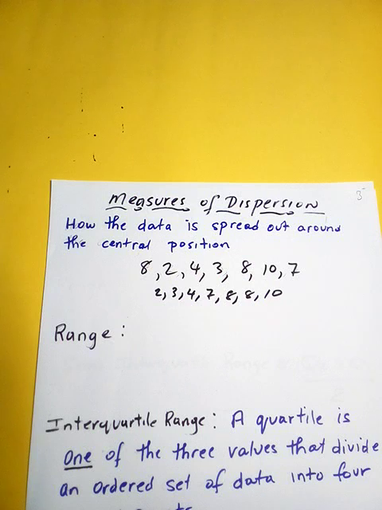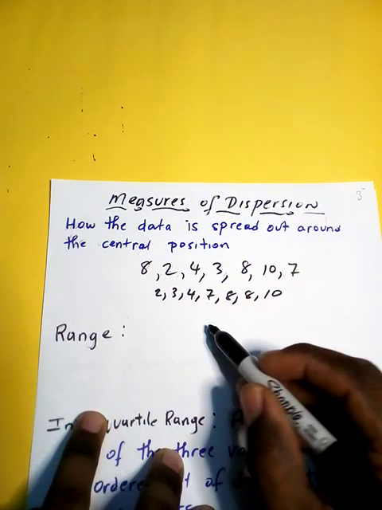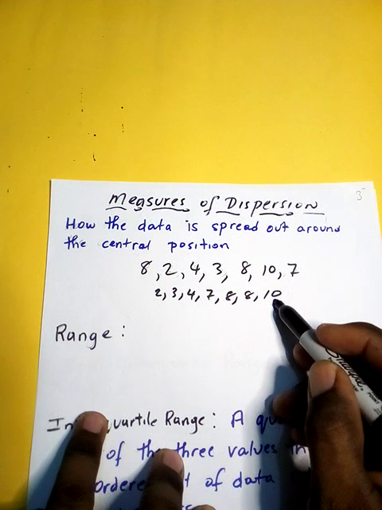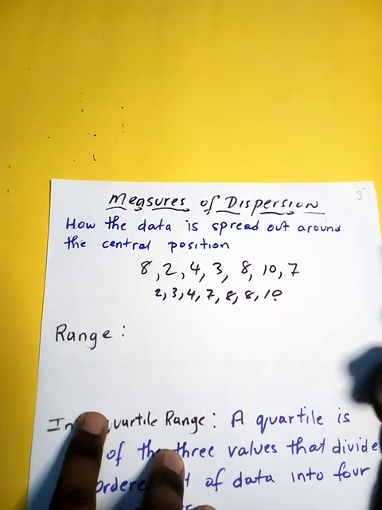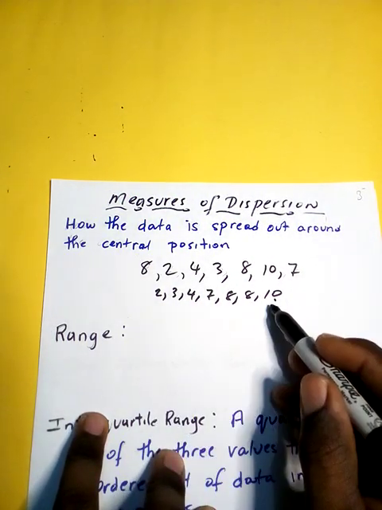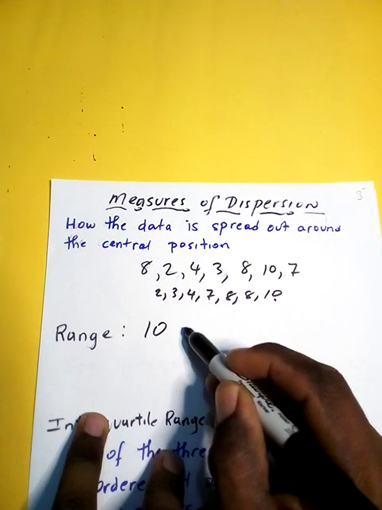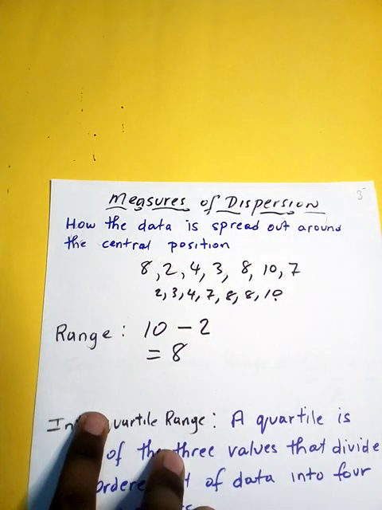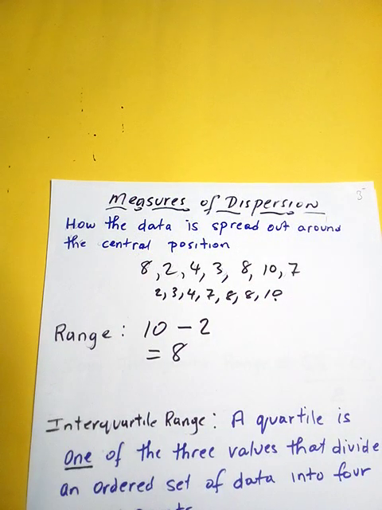The range is obtained by subtracting the smallest observation from the largest. So in this data set, the largest observation is 10, and the smallest is 2. So we subtract them, and the range is 8. So we're talking about how the data is spread out around the averages.